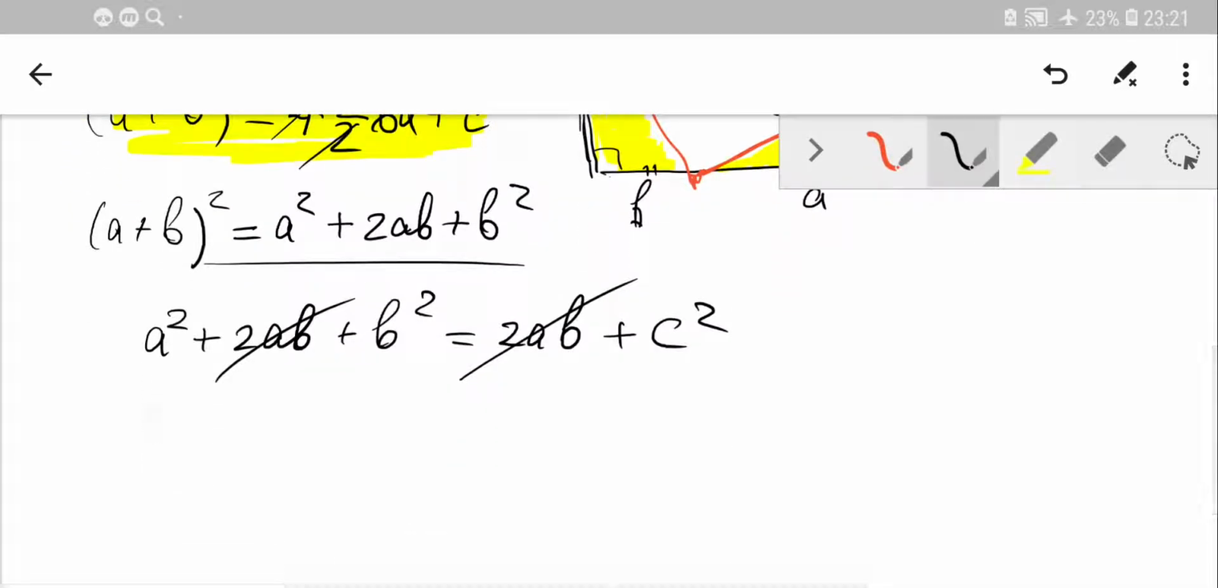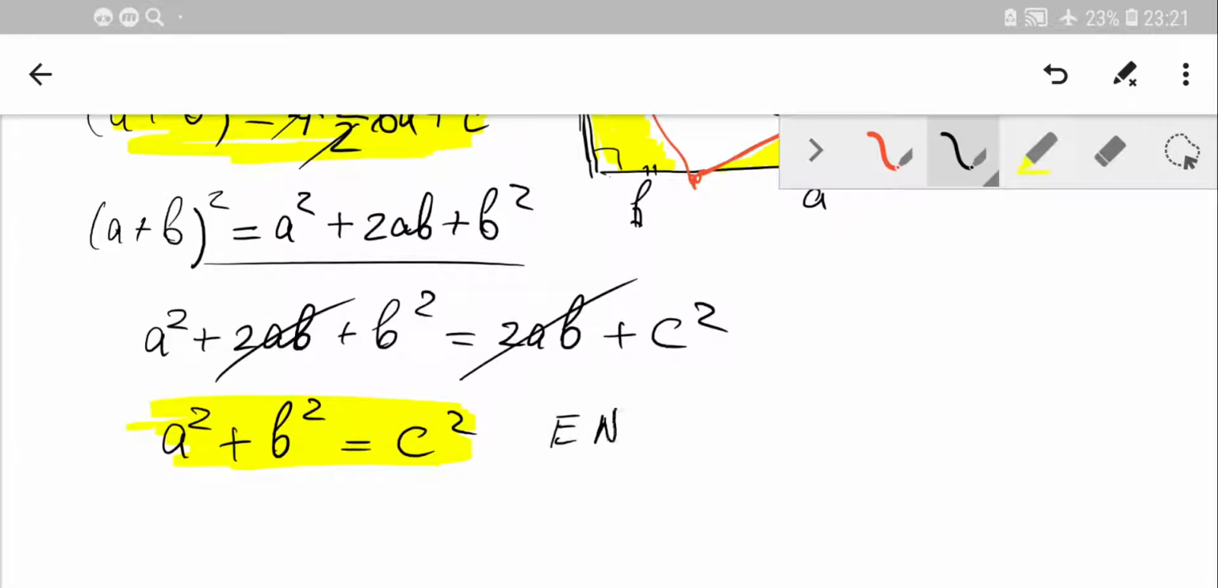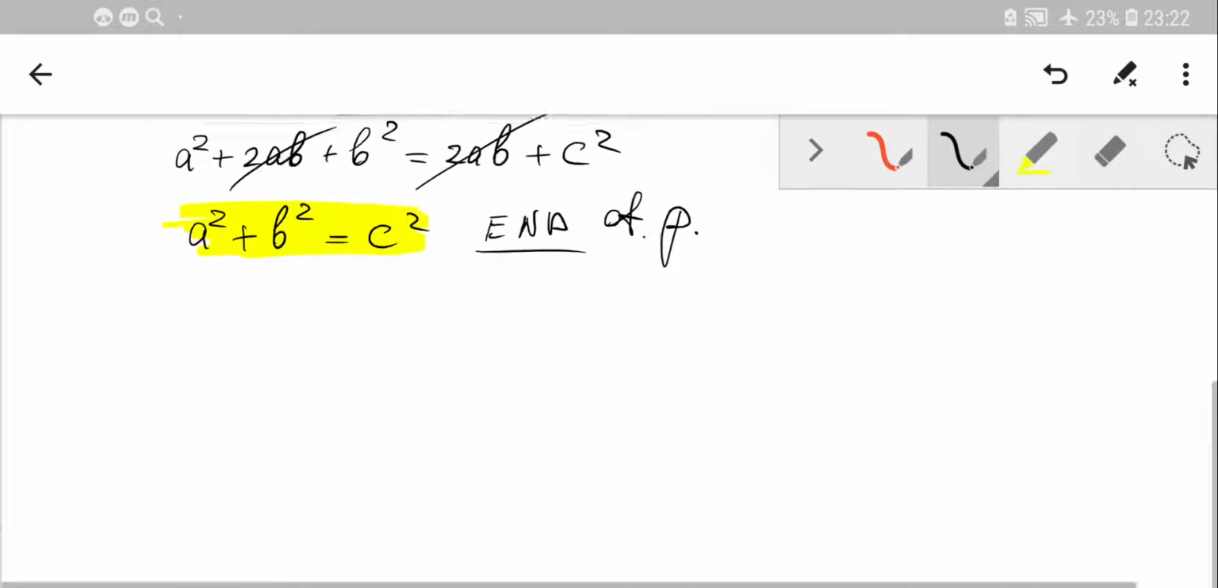So where do we arrive to? We arrive to a squared plus b squared is c squared. So actually, this is Pythagoras theorem. All right, so that's the end, the end of proof, okay? So we proved Pythagoras. Okay, now let's consider first a simple problem and then go to more complicated.